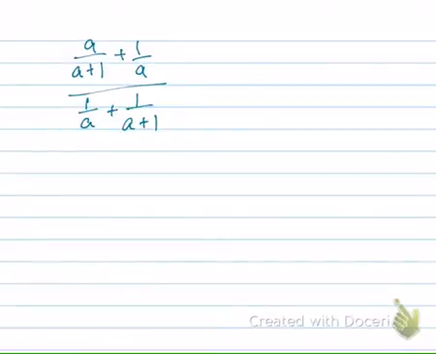So we're going to do another simplifying a complex fraction, and what I suggest, as in my other videos I've done, is that you first clear the fraction. And the way you do that is you find the least common denominator and you multiply that on the top and the bottom. Now in this case, the least common denominator is a times a plus 1.